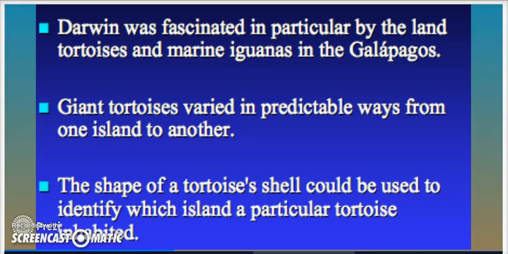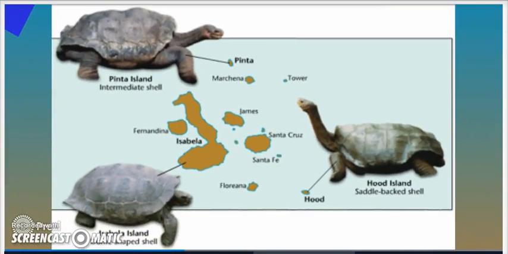Basically, it came down to the shape of the tortoise's shell. It could be used to identify which island a particular tortoise inhabited or lived on. So these are the three tortoises that he saw. He saw, starting with this one, saddleback shelled tortoises. These guys have a special shape to their shell that allowed them to crane their necks up and eat the vegetation off of bushes and things like that.